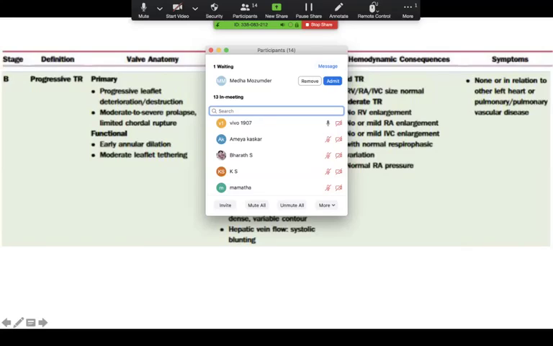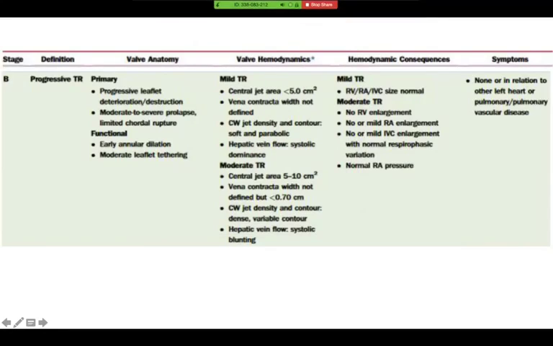And the symptoms, as you could see, this is a progressive TR, so there won't be much symptoms. If at all any symptoms are there, it is due to the pulmonary vascular disease or some left-sided pathology.